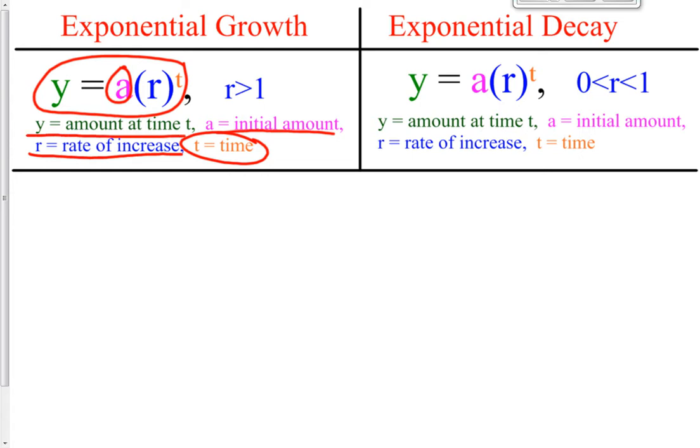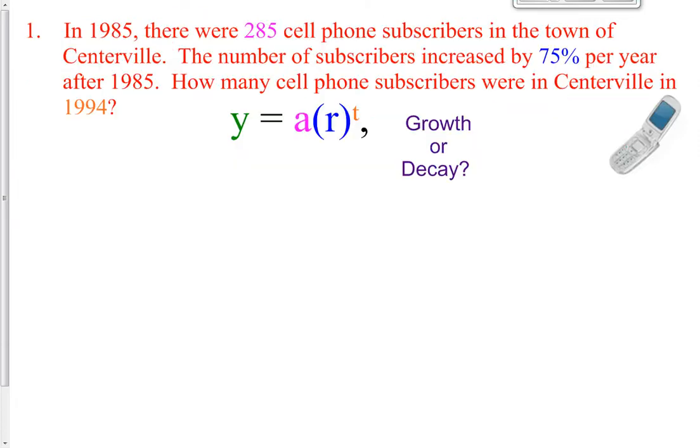So after 5 months, what's the new population? That's going to be our amount at time t, after that many months. Same thing with exponential decay. What we really need to distinguish is if it's growth, our rate is bigger than 1, and when it's decay, our rate is in between 0 and 1. Let's take a look at our first problem.